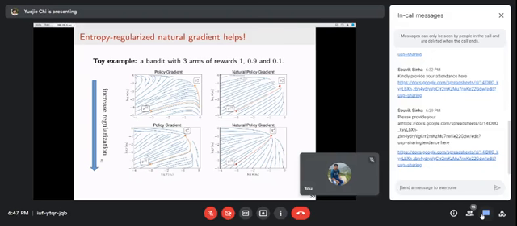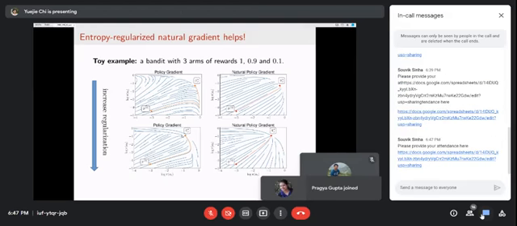Similarly, as you increase the amount of regularization, you can see for both policy gradient and natural policy gradient, the gradient flows become smoother and have a more direct path towards the optimal policy. Even though, as a small warning, we are solving a slightly different problem due to the change in the amount of regularization, so the optimal point is also shifted as we add in more regularization.